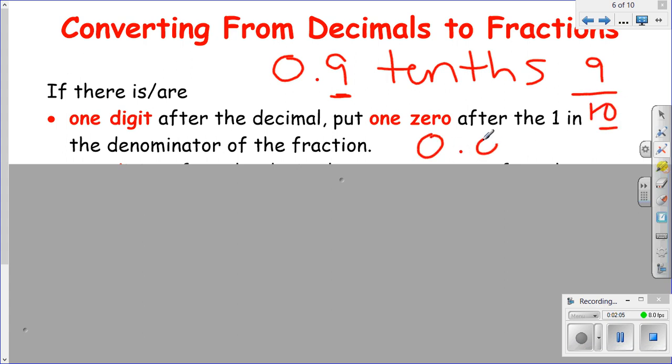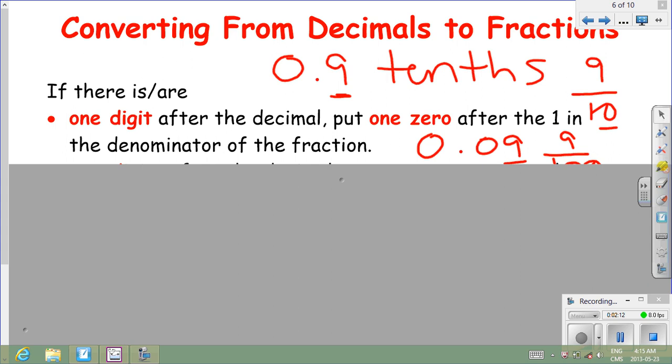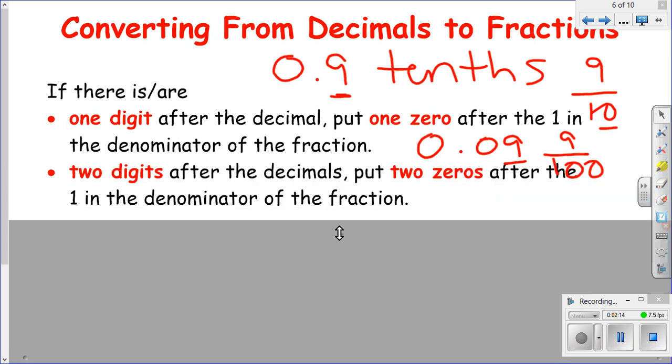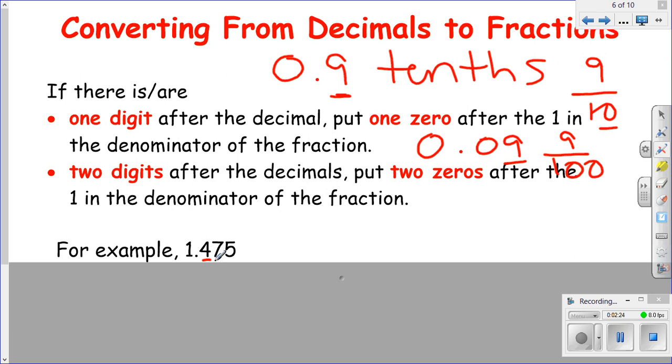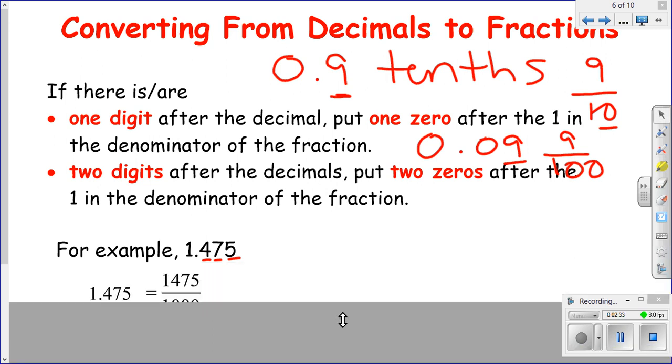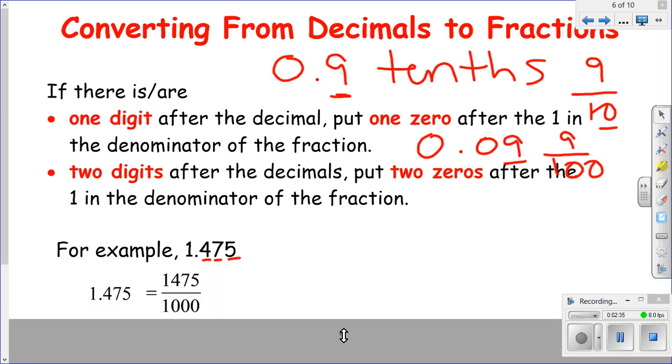Now if I make it 0.09, that's in my hundredths column. So I have 9 hundredths. So if I have 2 digits after the decimal, I'm going to put 2 zeros after the 1 in the denominator of the fraction. So the number 1.475, if I look at this carefully, I have 1, 2, 3 numbers after the decimal. I'm not going to write the decimal in the numerator, so I'm just going to put 1475 and 3 zeros after the 1 in the denominator. That's my thousandths column, so it's 1475 thousandths.